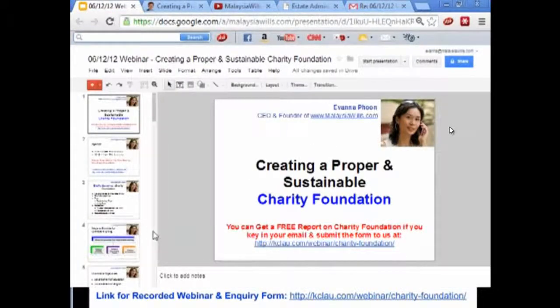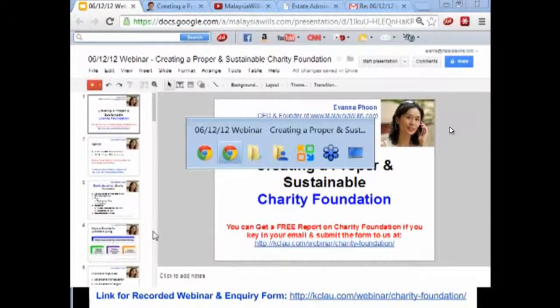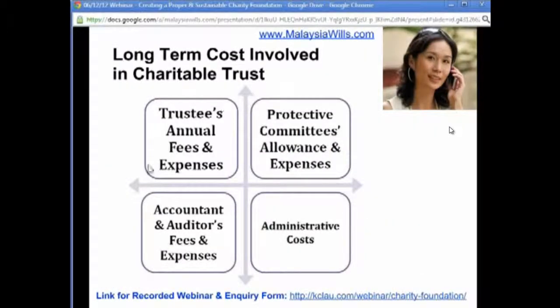Go back to the presentation. Okay, so this is the trustee's annual fee and expenses. I'm sorry I didn't include that, but you can find it on my website. This trustee fee is Rockville's trustee fee. If your trustee company is another company, then their fee will apply. It's charged on an annual basis.